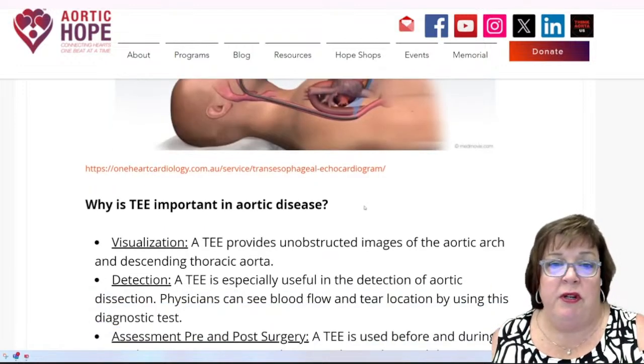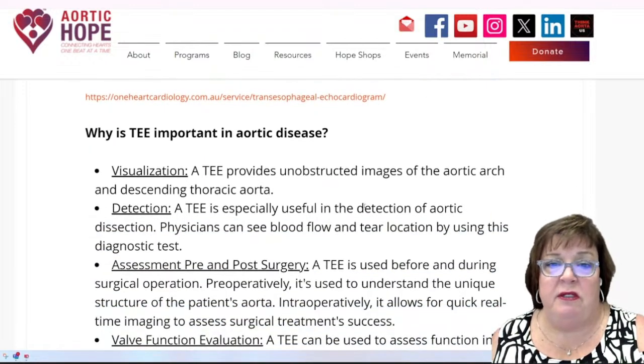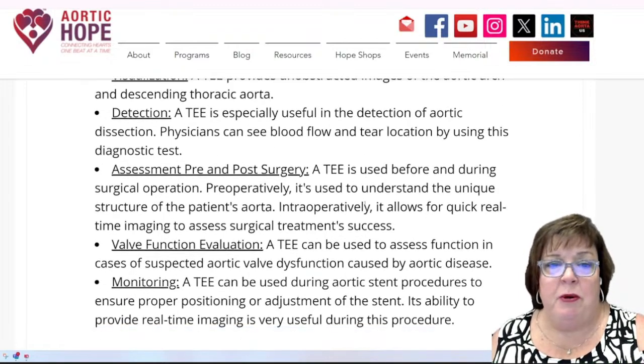Why is a TEE important in aortic disease? Visualization. A TEE provides unobstructed images of the aortic arch and descending thoracic aorta. Detection. A TEE is especially useful in the detection of aortic dissection. Physicians can see blood flow and tear location by using this diagnostic test. Assessment pre and post surgery. A TEE is used before and during surgical operation. Preoperatively, it's used to understand the unique structure of the patient's aorta.